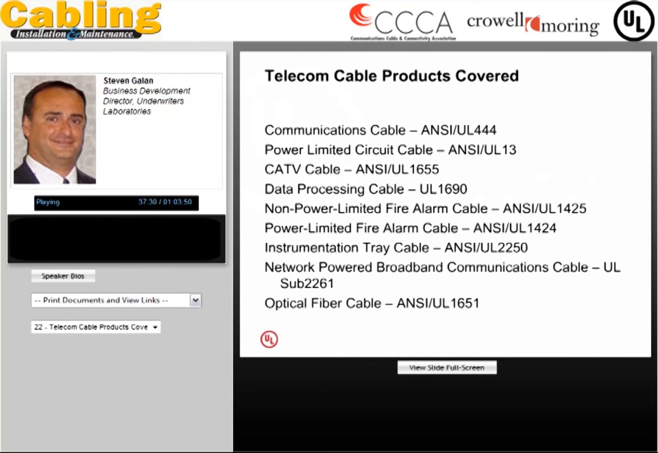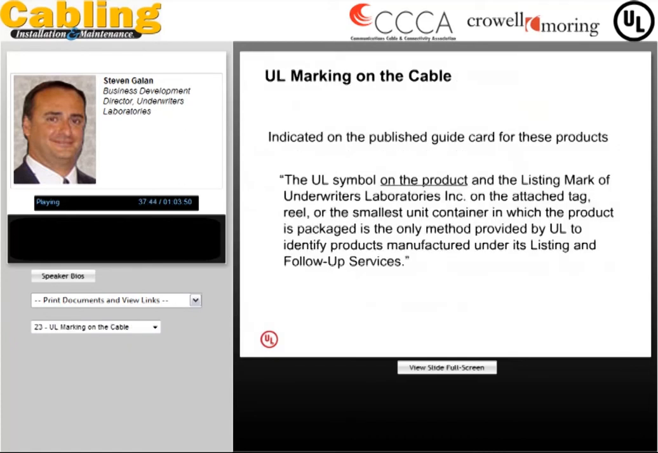When looking for a properly labeled and marked cable, one needs to understand the information surface printed on the cable as well as what is required to be included on a label attached to the carton, reel, box, or smallest unit container. For a cable to be considered listed by UL, it needs to be correctly surface printed as well as correctly labeled on the container. UL symbol on the product and the listing mark of UL on the attached tag, reel, or the smallest unit container in which the product is packaged is the only method provided by UL to identify products manufactured under its listing and follow-up services.